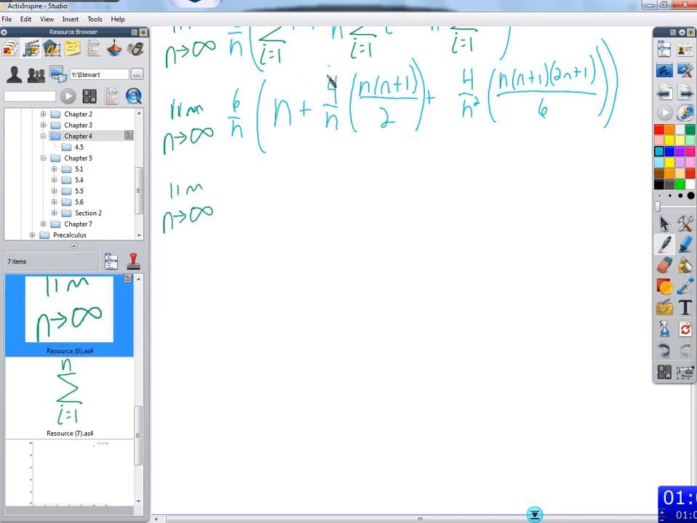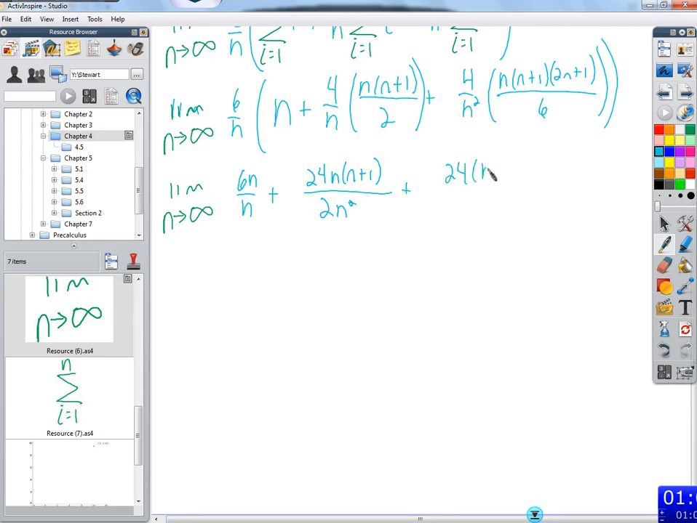And now we've used the summation formulas, and so we can actually evaluate the limit as n goes to infinity. But first, let's distribute this in here and then multiply these together. So here we'll get 6n over n plus, let's see, 24n times n plus 1 over n times 2n squared, plus we'll get 6 times 4, that'll be 24 times n times n plus 1 times 2n plus 1.